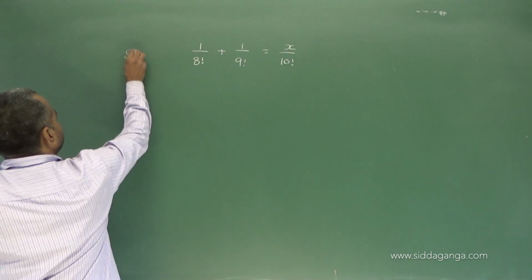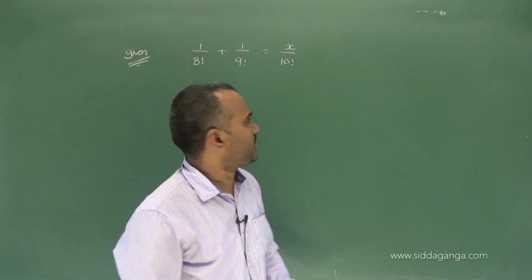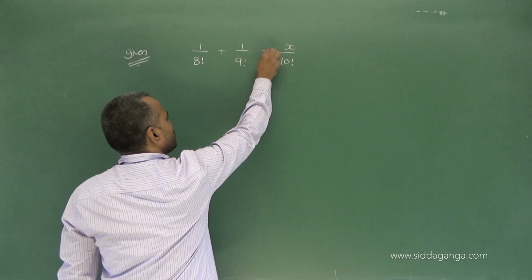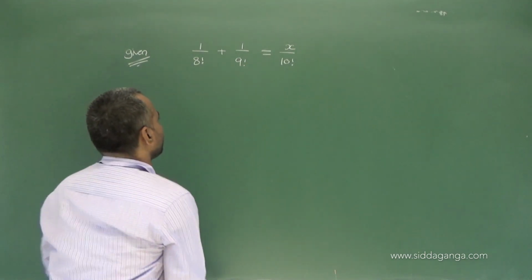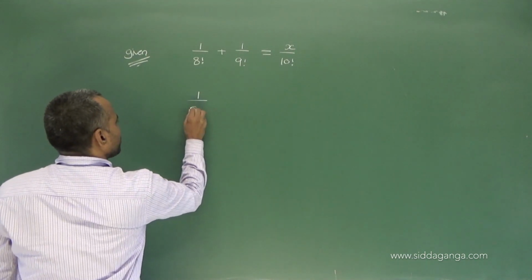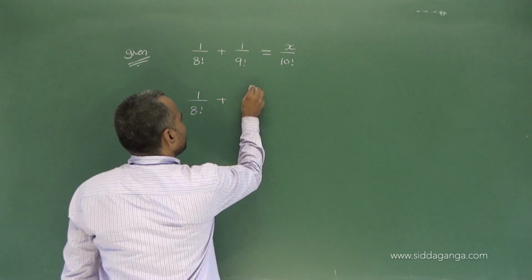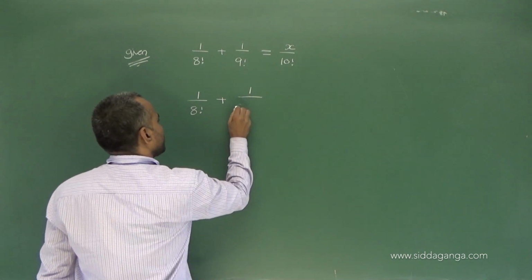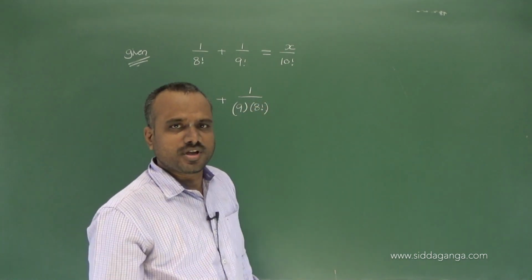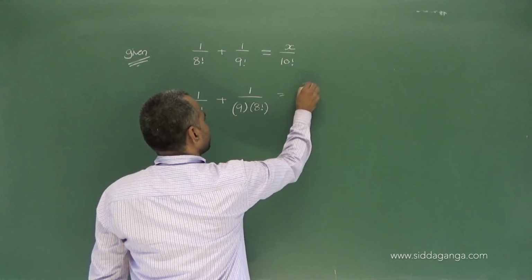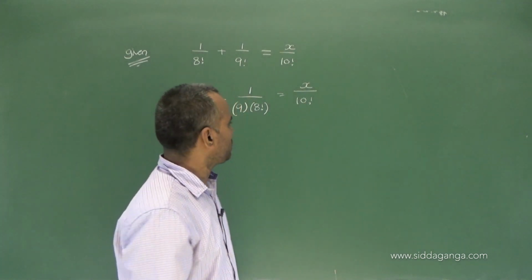This is given: 1 divided by 8 factorial plus 1 divided by 9 factorial is equal to x divided by 10 factorial. 1 divided by 8 factorial, keep as it is, plus 1 divided by 9 factorial, that we can write as 9 into 8 factorial, equals x divided by 10 factorial.